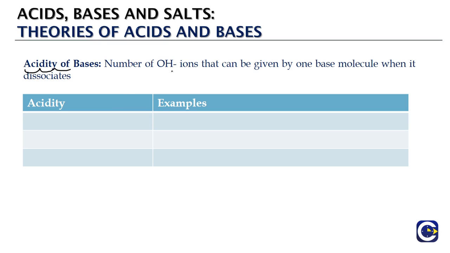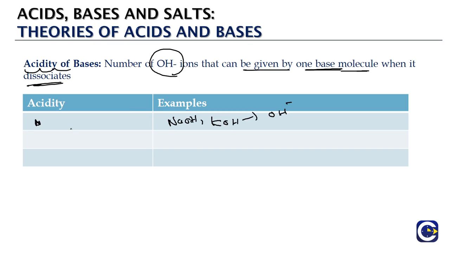The acidity of a base is the number of OH minus ions that can be given by one base molecule when it dissociates. If you take bases like sodium hydroxide or potassium hydroxide, on dissociation they give one OH minus ion per molecule. So we call it monoacidic. If you look at magnesium hydroxide or calcium hydroxide, when they dissociate, one molecule gives us 2 OH minus ions.